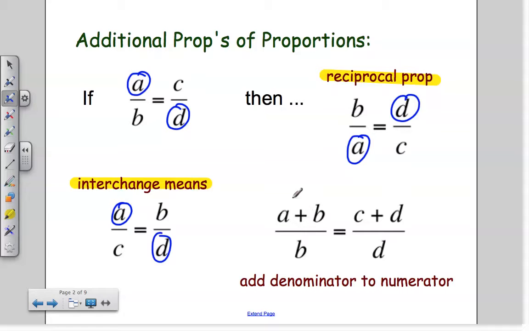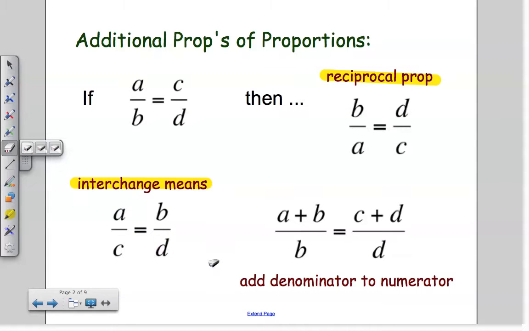And the last one, a little more work involved to understand why it's true here. All right, this last property is called adding the denominator to the numerator. The denominator here was B, so I'm adding that to the top. I'm doing A plus B still over B. Denominator here was D. I'm adding that to the numerator, so I'm doing C plus D still over D. Now, why is this true? Why does this work?